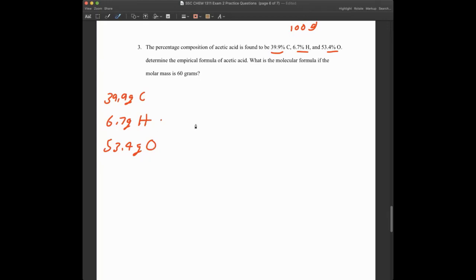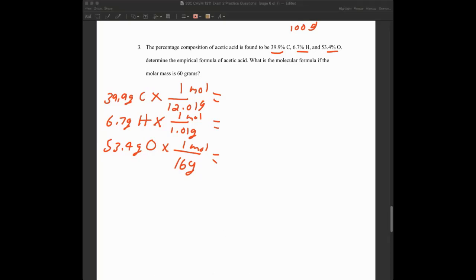Perfect. So as mentioned, we just divide by 12.01 grams times 1 mole for carbon. And then for hydrogen, we have 1.01 grams and 1 mole. And then for O, we have 16 grams and 1 mole. So just for the sake of time, I'm going to plug these numbers all into my calculator, and feel free to do this if you have a calculator nearby.